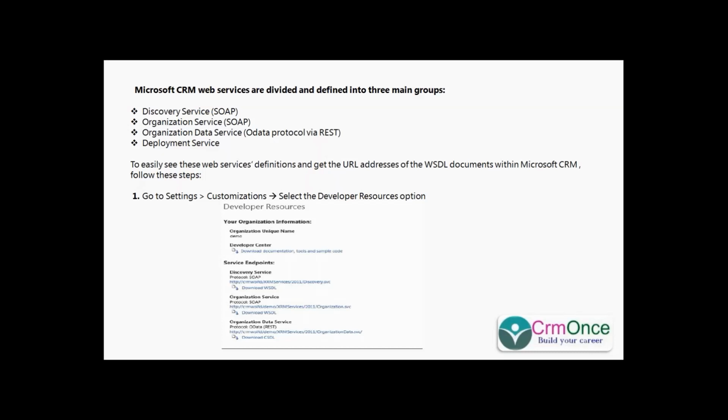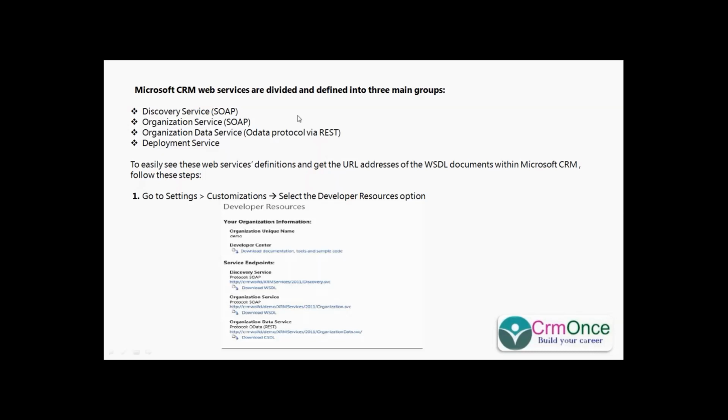And the organization service is the main service. For server side code, we will use the organization service. And the organization data service is used for JavaScript or client side coding. In client side coding, if you want to perform any operations like update, create, associate, disassociate through JavaScript, we have to use the organization data service. And the deployment service is used when you are deploying solutions through code or performing some deployment activities.